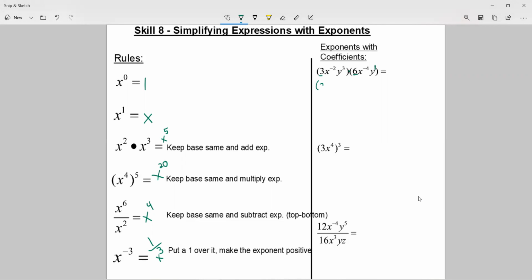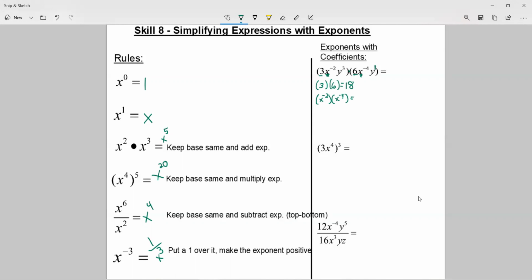I'm going to come down here and break this into little baby problems. It's just saying do 3 times 6. Well, I know 3 times 6 is 18. Those are normal, ordinary numbers. Next thing when I'm multiplying is I can only combine the like terms. So I'm multiplying x to the negative 2 times x to the negative 4. So I'm going to write that as a separate problem.